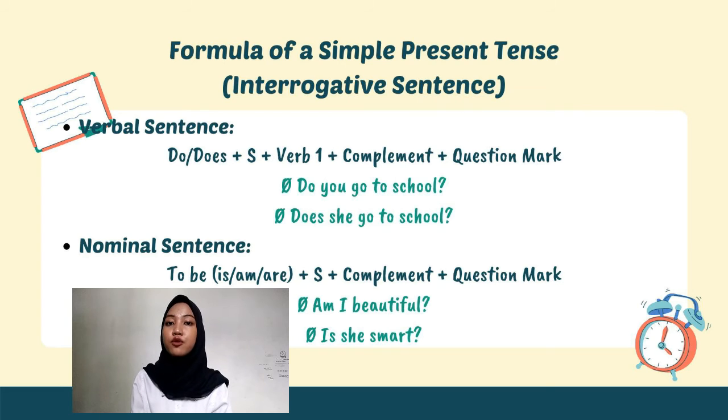For verbal sentence, the formula is do or does plus subject plus verb 1 plus complement and plus question mark. For example, do you go to school? Does she go to school? And then the next for nominal sentence. The formula is to be (is, am, are) plus subject plus complement and then plus question mark. For example, am I beautiful? Is she smart? You guys, don't forget to add the question mark. Okay?